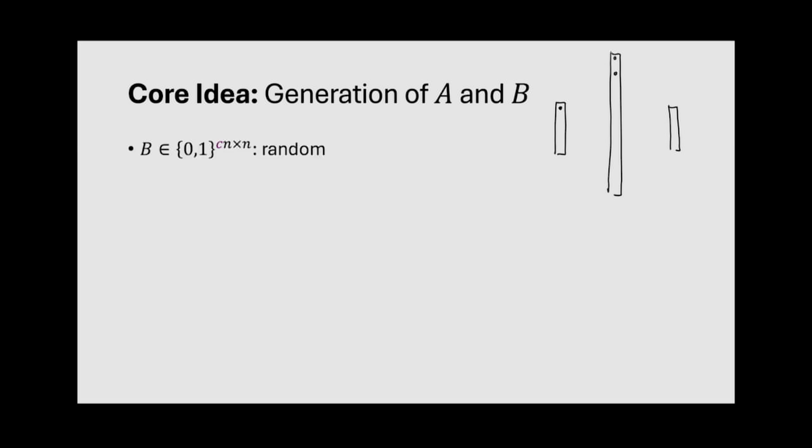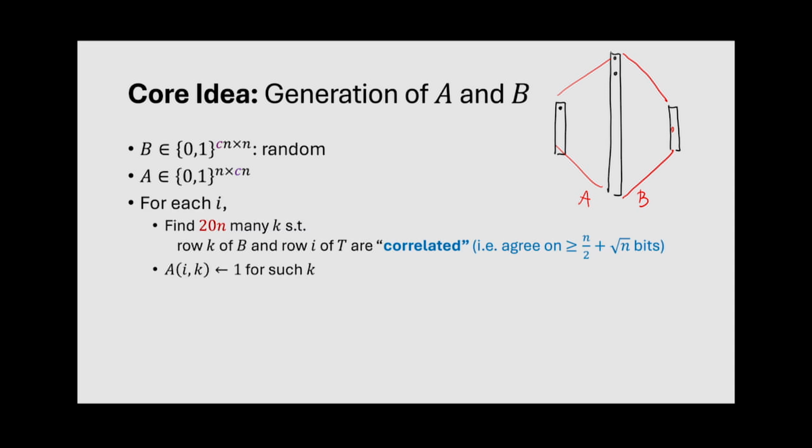B is simple, just random. Just put an edge here with probability 1/2. That's it. That's B. This is random. The core idea is in A, which is this part. This is A. So here we do this.